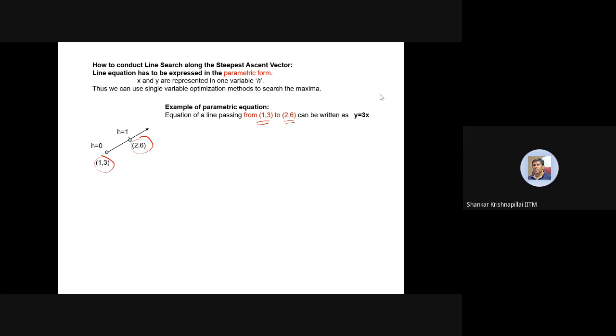Okay, so I will take the example of a line which goes from 1, 3 to 2, 6. Normally, we write the equation of the line as y equal to 3x. Let us see how it is written in the parametric form. The same line can be written in the parametric form as x equal to 1 plus h, y equal to 3 plus 3h. If you give various values of h, that is from 0 to 1, we will get various points on the line.